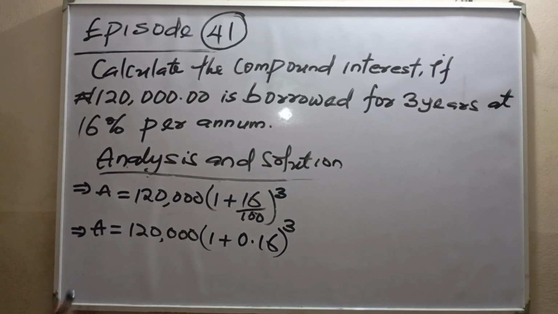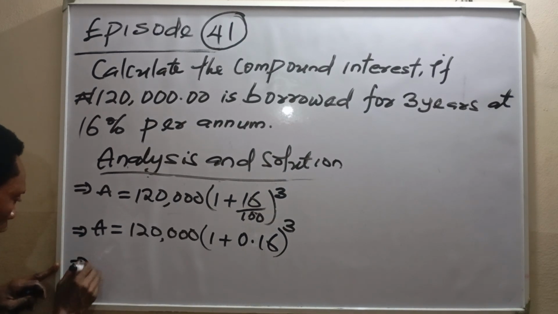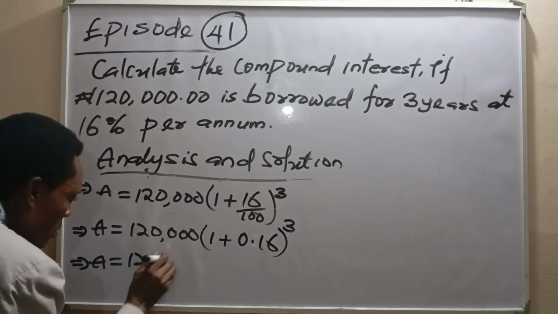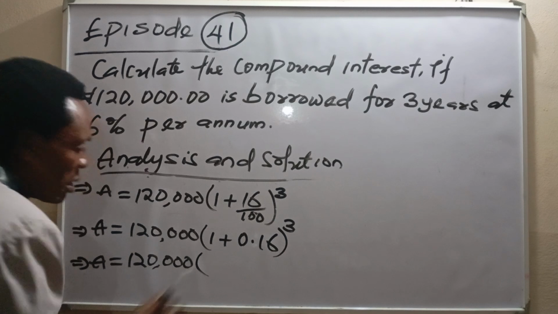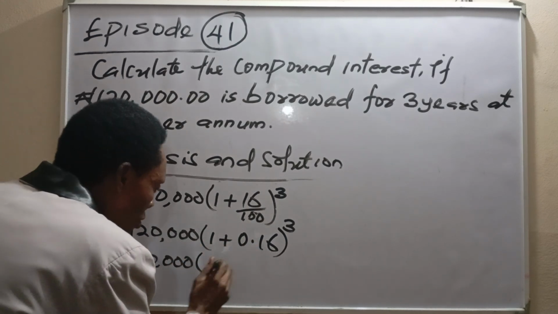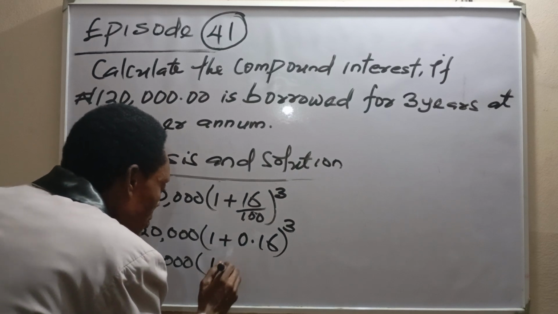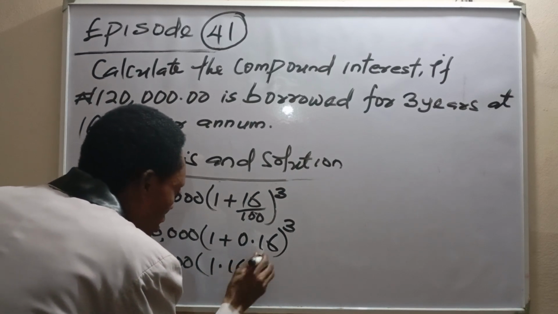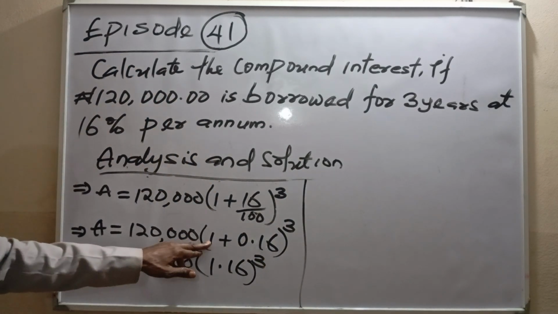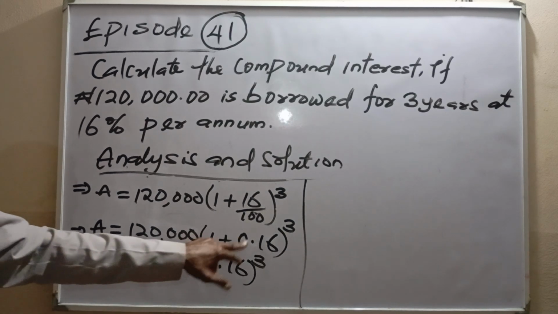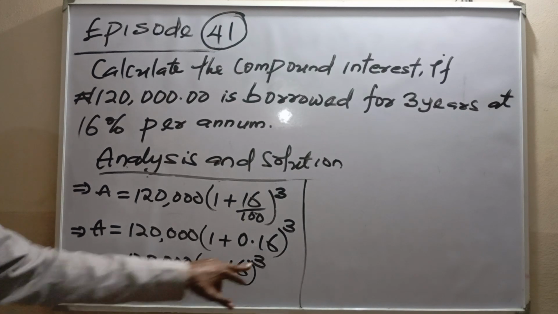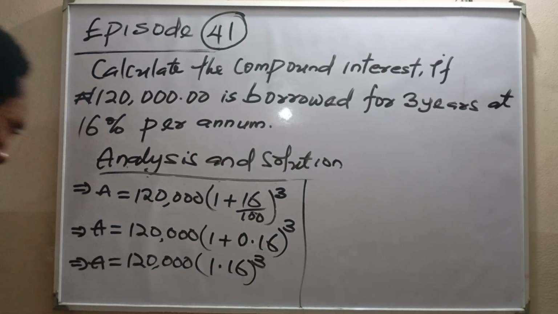Now which implies amount equals 120,000 open bracket, you add them together, 1 plus 0.16 will give you 1.16, raised to the power of 3. So what have I just done? I said that 1 plus 0.16 will give you 1.16, raised to the power of 3.